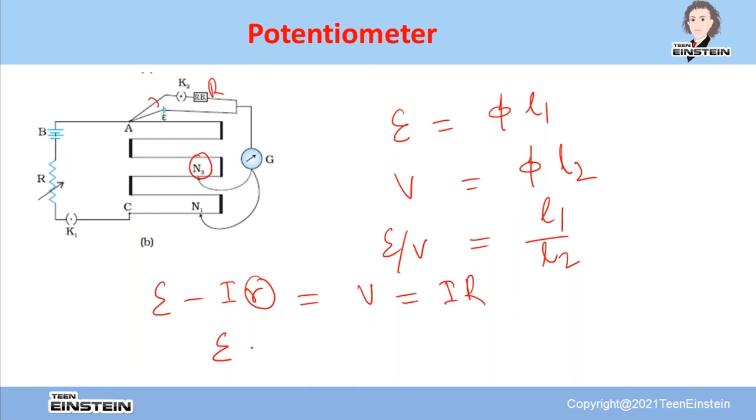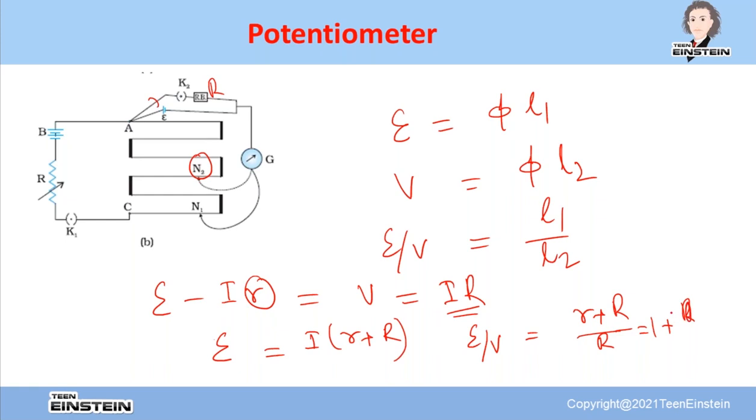Now look what I can write. I can write E is equal to I into (R plus r), and V is equal to IR. So if I take the ratio E by V, what I'll get is (R plus r) divided by capital R, as I cancels. So I'll get 1 plus small r by capital R. Okay, this I have got already. So E by V, again this I have got.